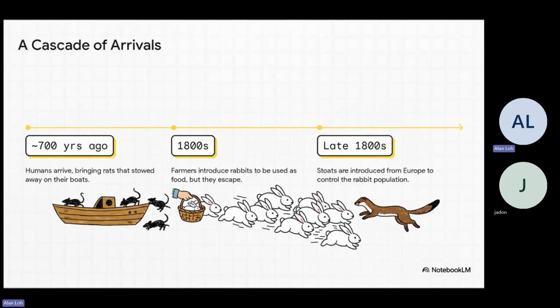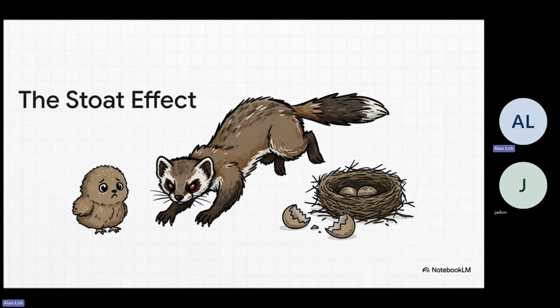About 700 years ago, rats hitched a ride on the boats. Then, in the 1800s, farmers brought in rabbits for food, and the rabbits did what rabbits do. They multiplied like crazy. So, to solve the rabbit problem, they brought in stoats from Europe. It was just one bad idea after another. And the stoats, oh man, they were an absolute ecological nightmare.